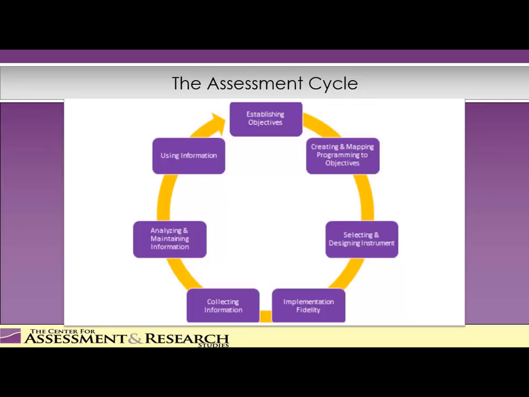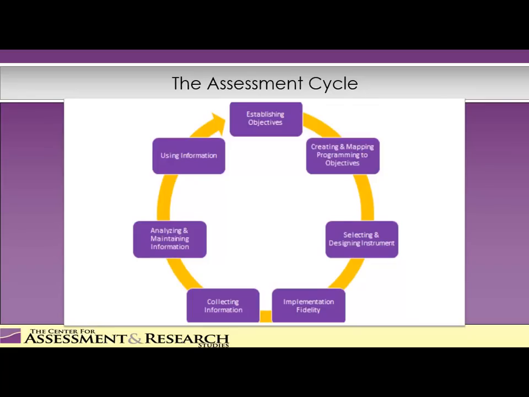Once you establish your objectives, the programming should be mapped to the objectives, which is the second stage of the assessment cycle. Mapping your objectives to your programming helps to ensure your programming appropriately covers every objective. The third stage is selecting or designing instruments to measure your program objectives. It's important to select instruments that are well aligned with your objectives.